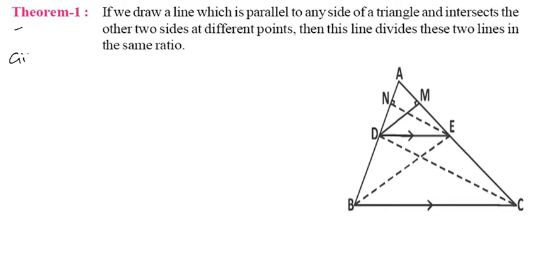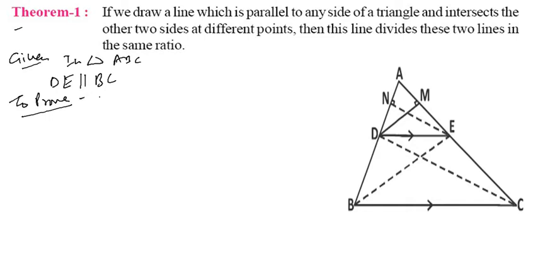That means, given: what is given? In triangle ABC, DE parallel to BC is given. And to prove: what will be to prove? It is AD upon DB is equal to AE upon EC. Now construction.